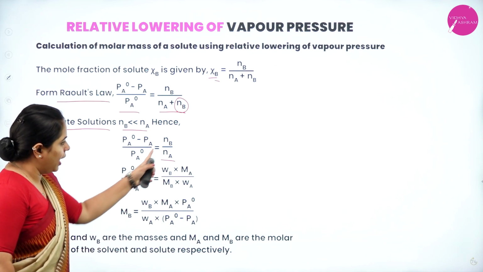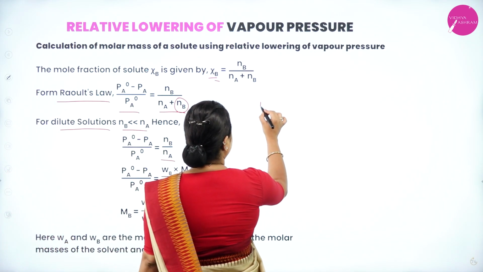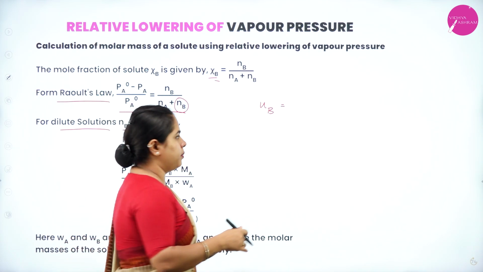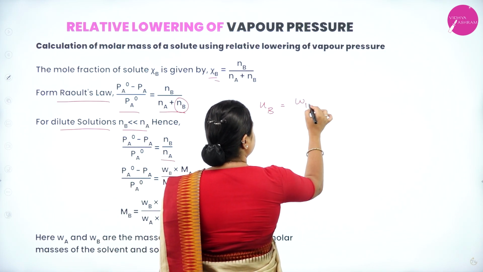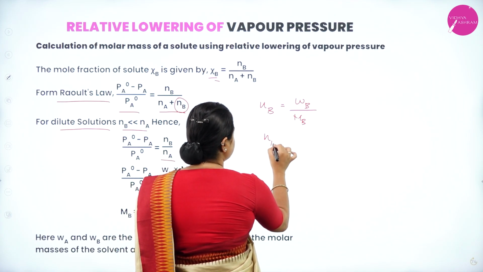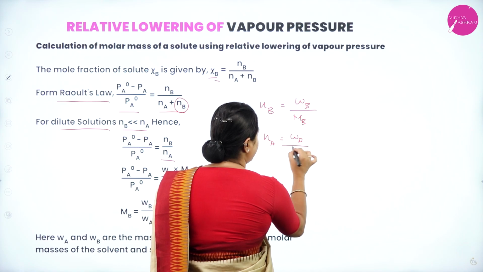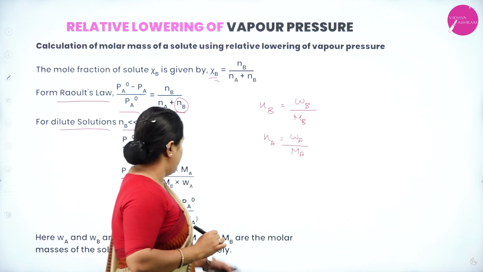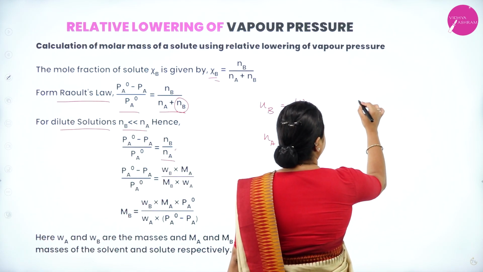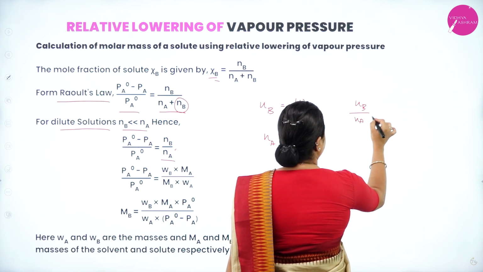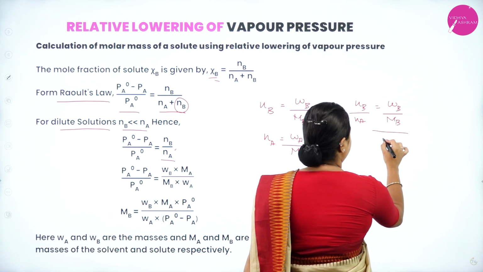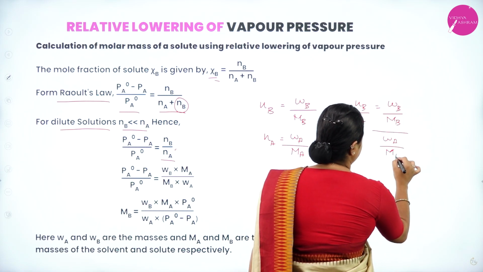Right. Now, what are this Nb and Na? Nb means the number of moles of solute. So, what is the equation to find the number of moles? It is mass by molar mass. So, the number of moles of solute will be mass of solute divided by molar mass of solute. Yes or no? Now, you have the number of moles of solvent. That will be mass of solvent divided by molar mass of solvent. Right. So, now what is the equation we have here? Nb divided by Na. What is Nb? Wb divided by Mb. Now, what is Na? Wa divided by Ma.